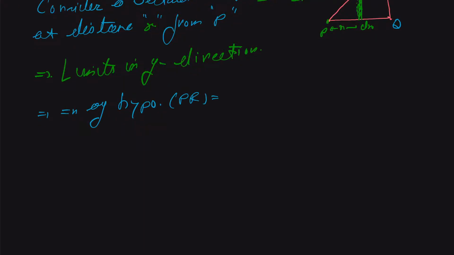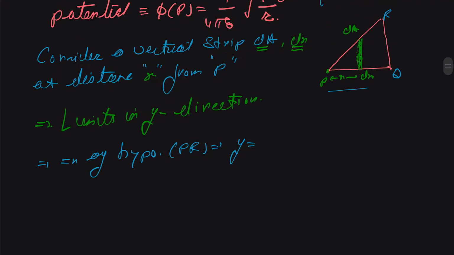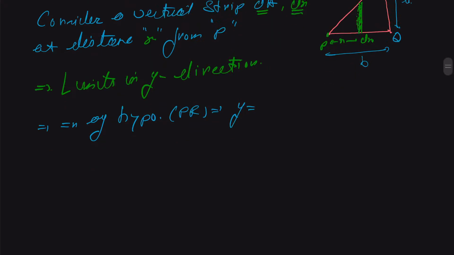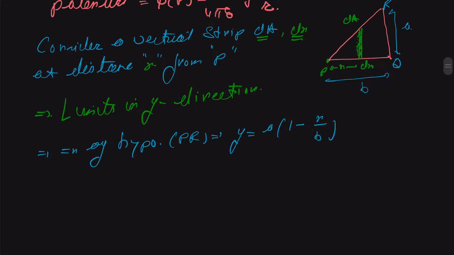Then this PR will be equal to y, and we know that this entire side is given to us as AB, and the altitude is given as a. So the equation will be y equal to a times (1 minus x upon b), because P is at the origin.